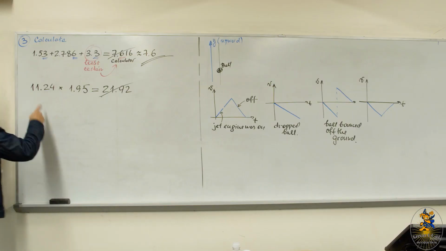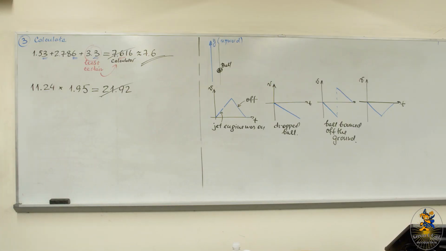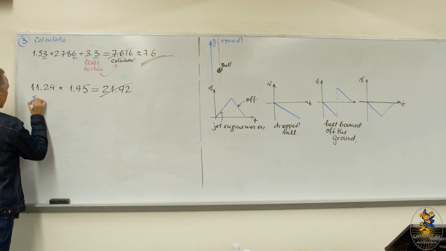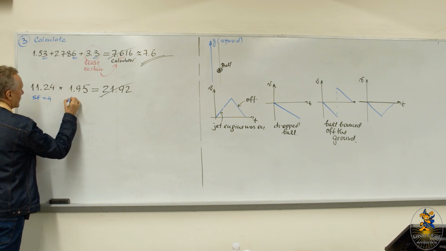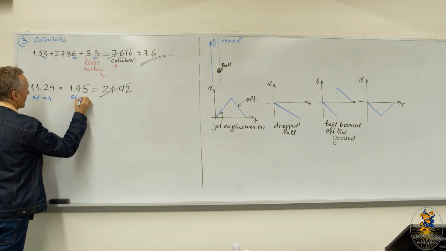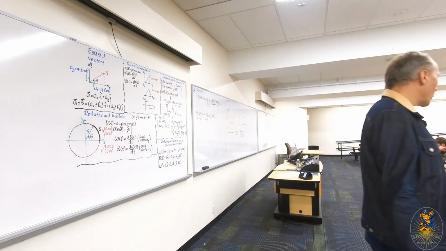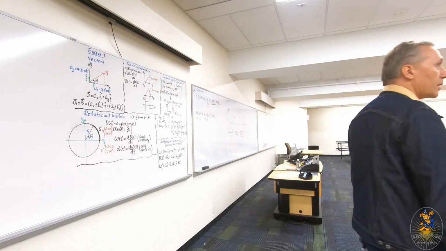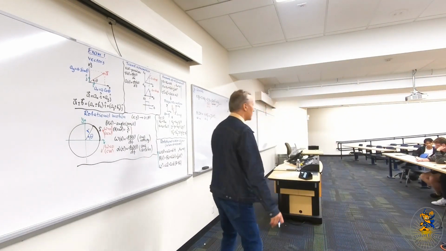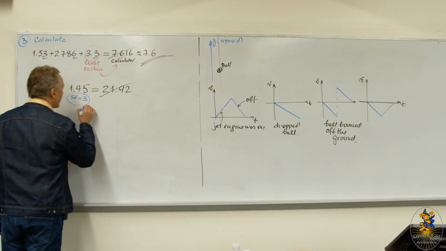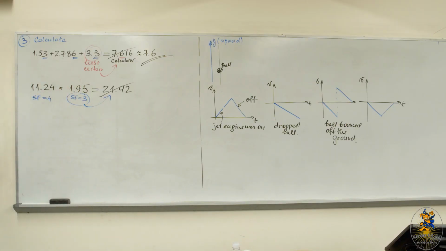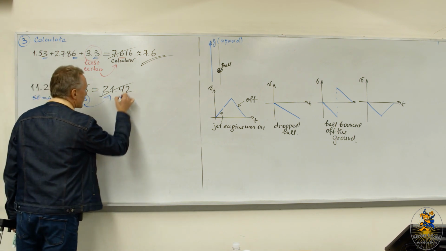Sig figs in the first number: 4 sig figs. So over here, SF equals 4. In the second number, SF equals 3. Which number is the weakest link? Obviously, the number with 3 sig figs. So this number of sig figs must be in our final number. It means that we need to keep only these 3 digits.